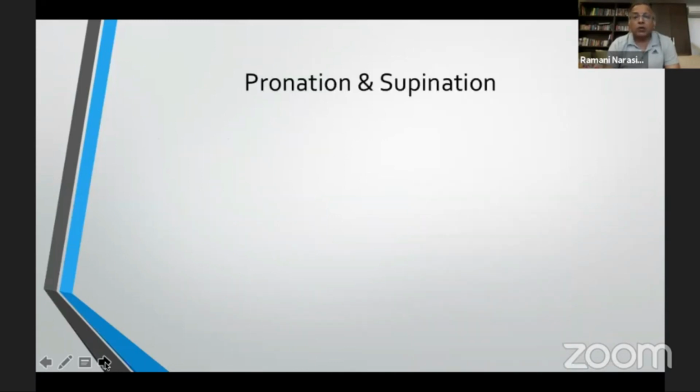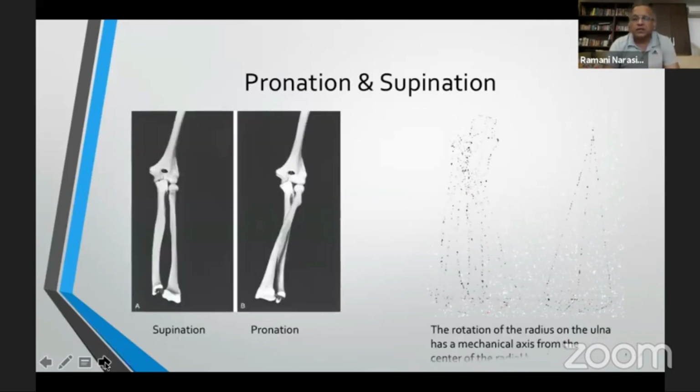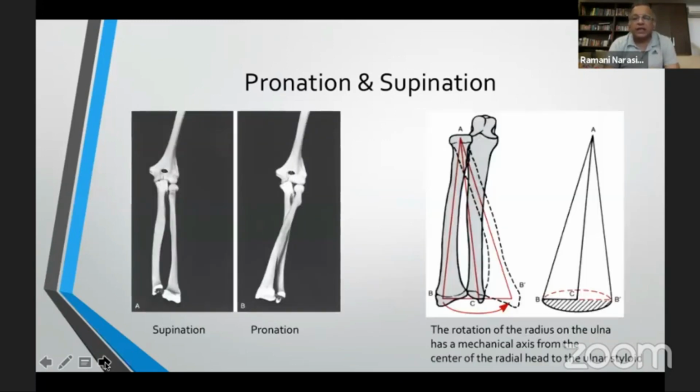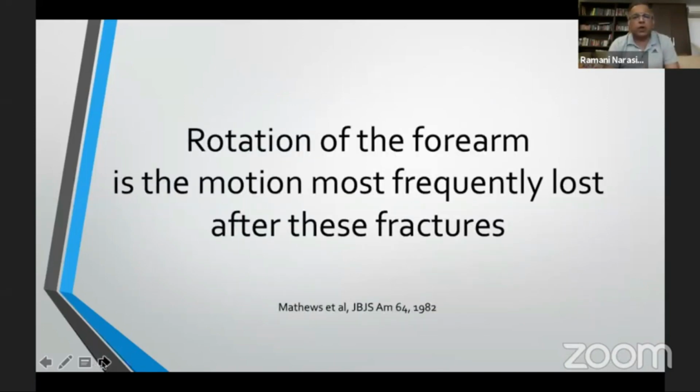Talking about pronation and supination, we need to understand that the rotation of the radius on the ulna has a mechanical axis from the center of the radial head to the ulnar styloid. So it is actually projecting a cone when you are doing pronation and supination. And rotation of the forearm is the motion most frequently lost after these fractures.